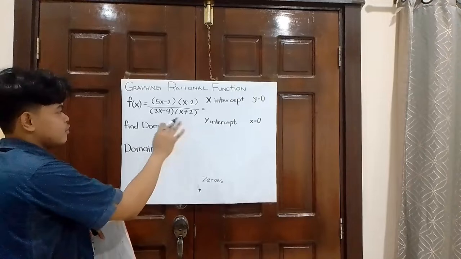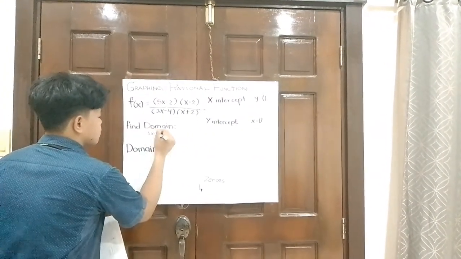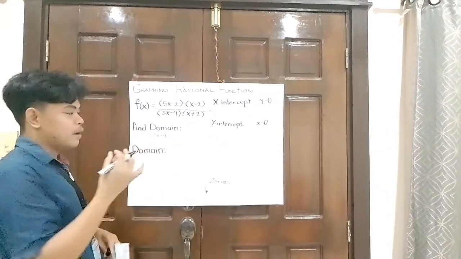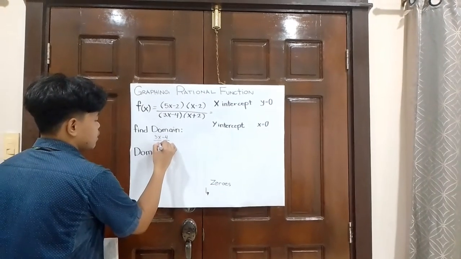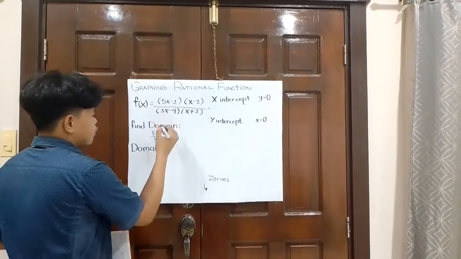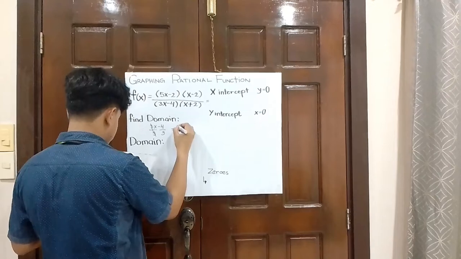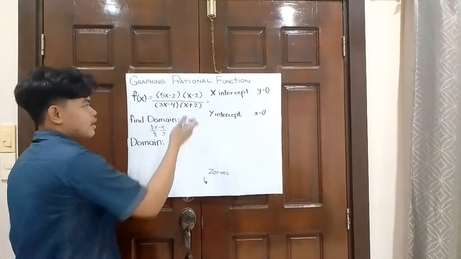So we take first the 3x minus 4. How can we make this into 0? It's quite easy. We just need to cancel out the 3, so we put 3 as the denominator. So 3x minus 4 equals 0 gives x equals 4 over 3.